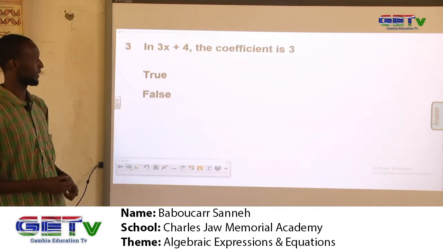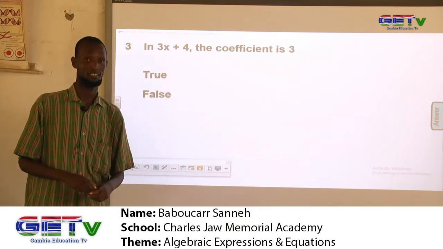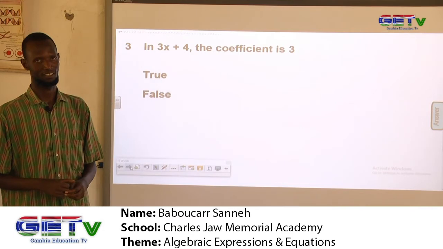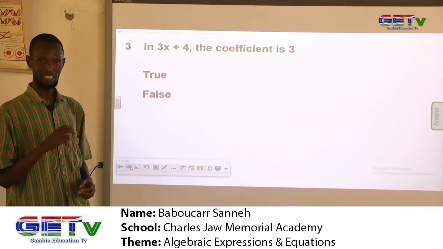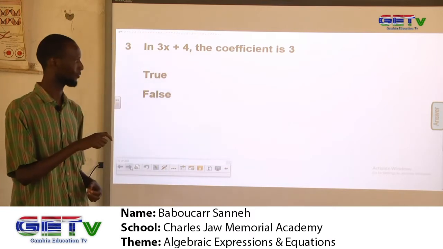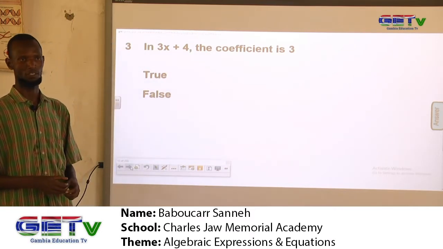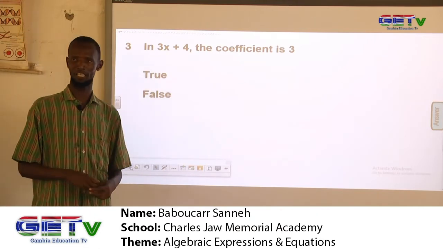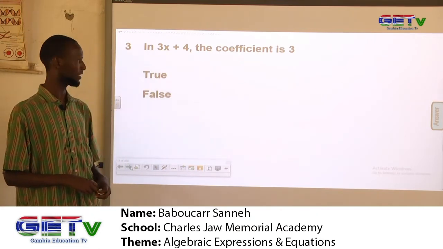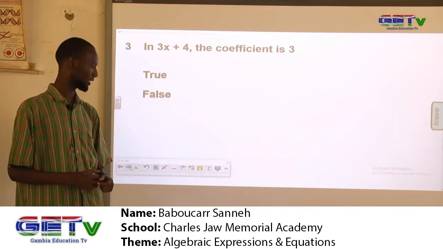Here we have another one. In 3x plus 4, the coefficient is 3. Looking at that and going by what we have said before, that the coefficient is the number being multiplied by the variable, and it is always in front of the variable, in this case clearly 3 is the coefficient. So that is also a true statement.